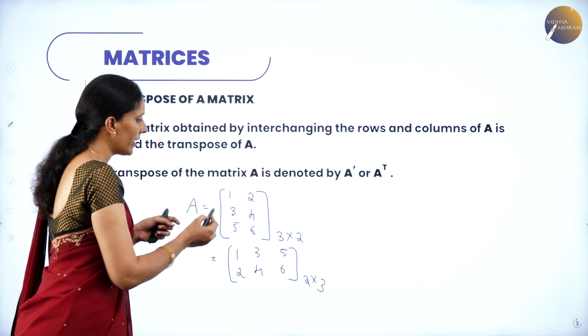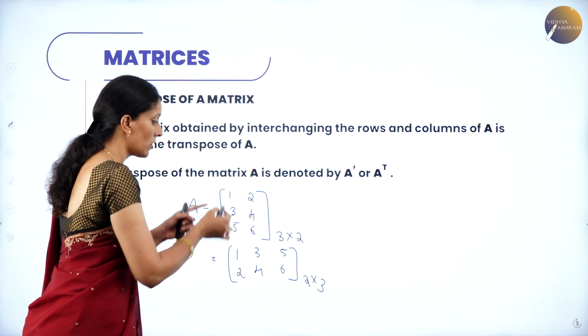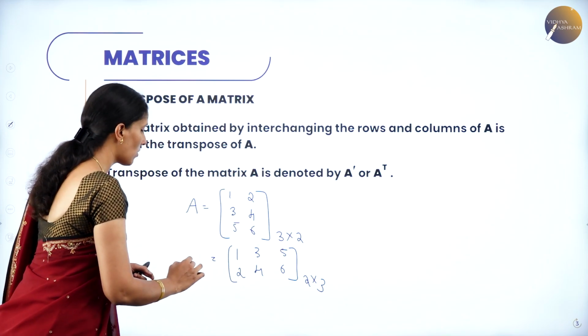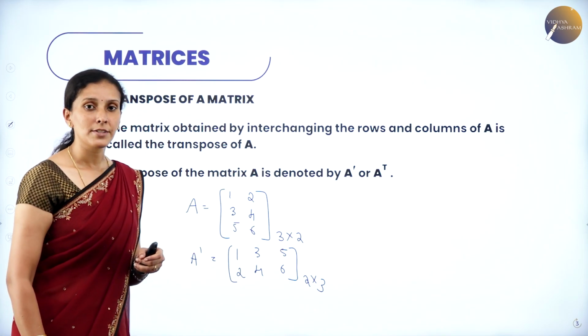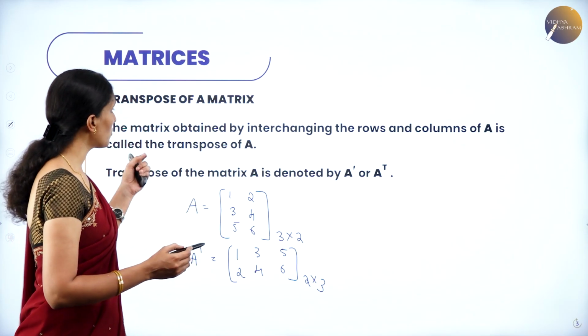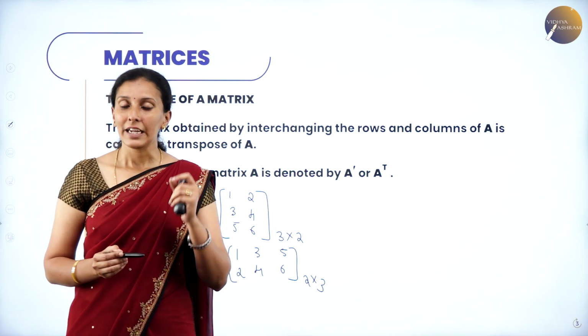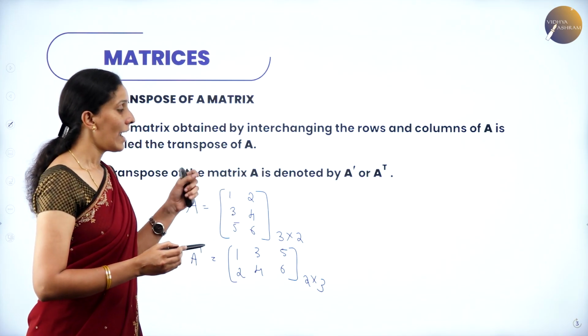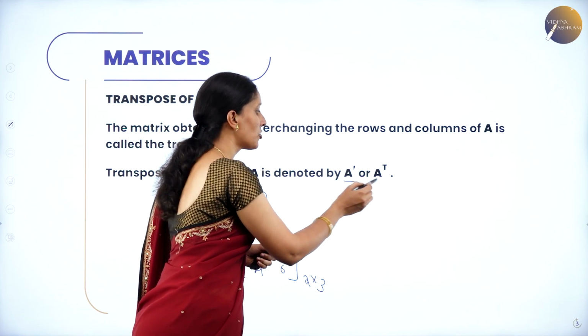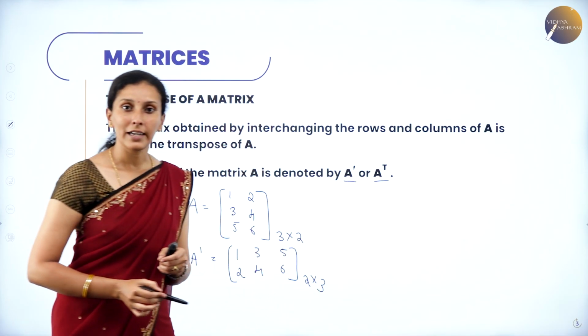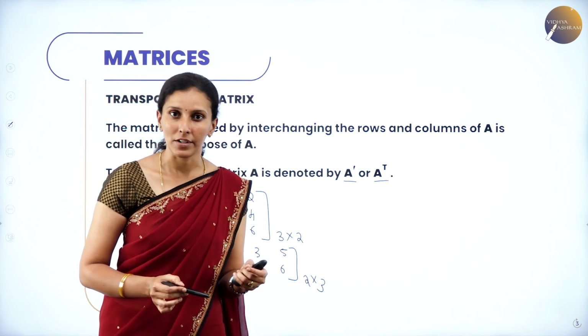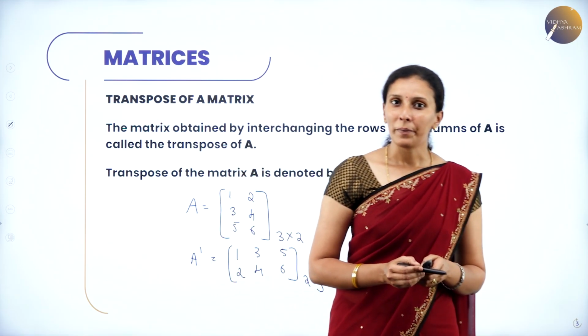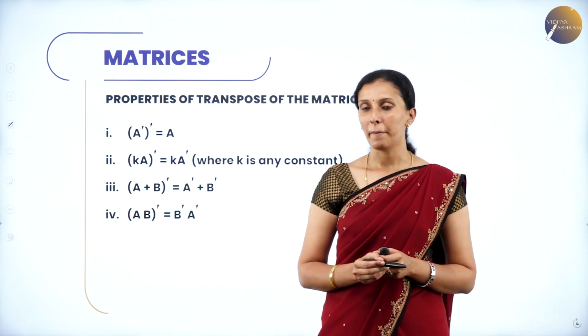So either you write rows into columns or columns into rows, this is called the transpose of a matrix. So transpose of a matrix is obtained by interchanging its rows and columns, and it is denoted by A dash or A to the power T. So we call it A transpose. Now let's see some properties of the transpose of a matrix.